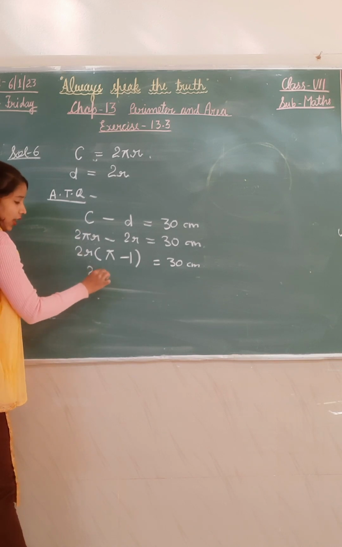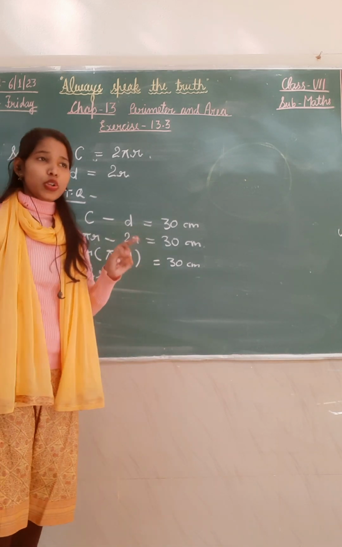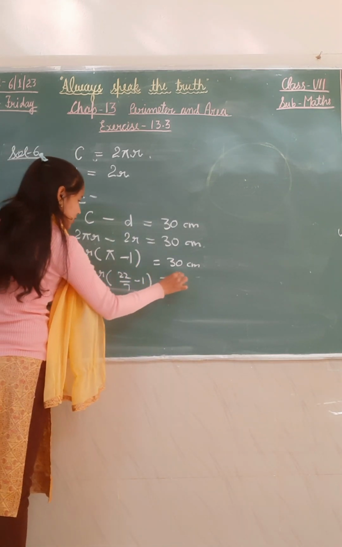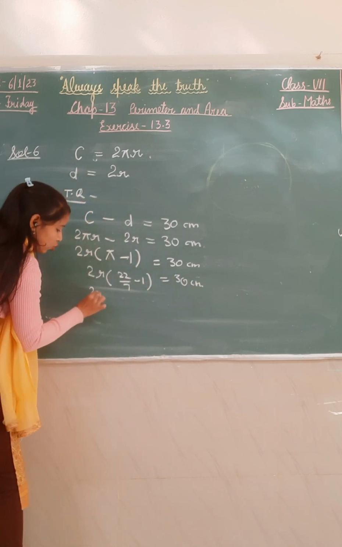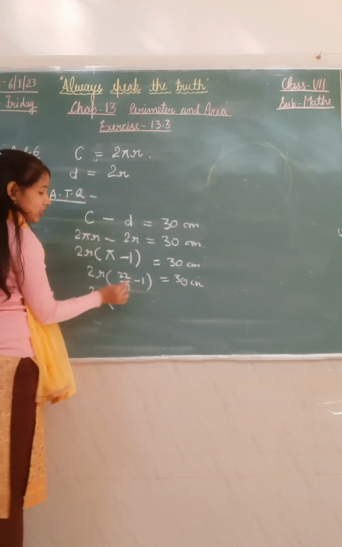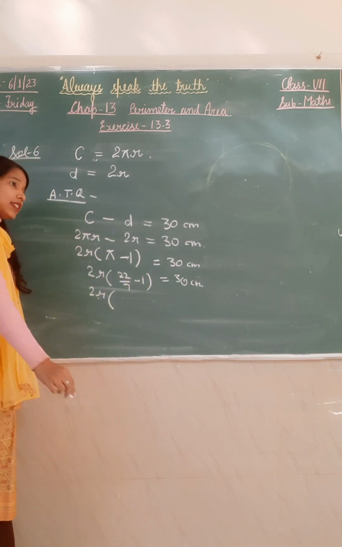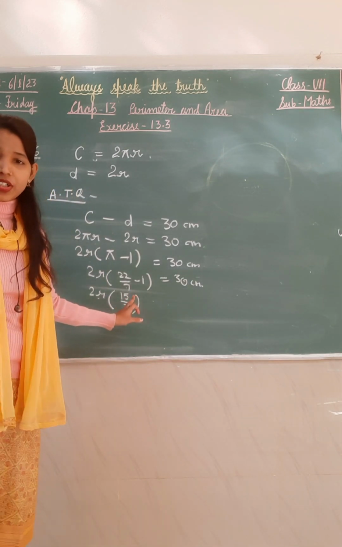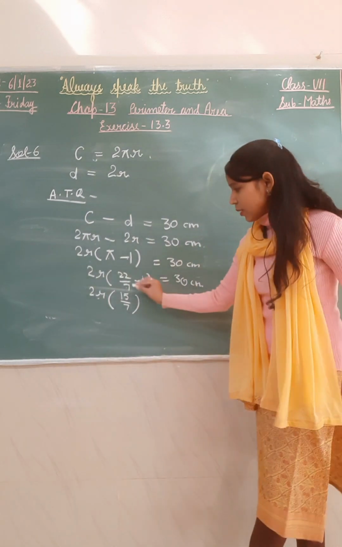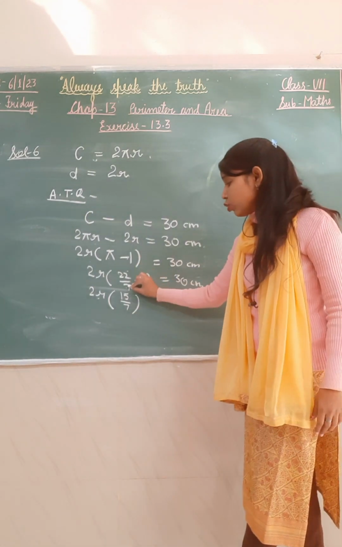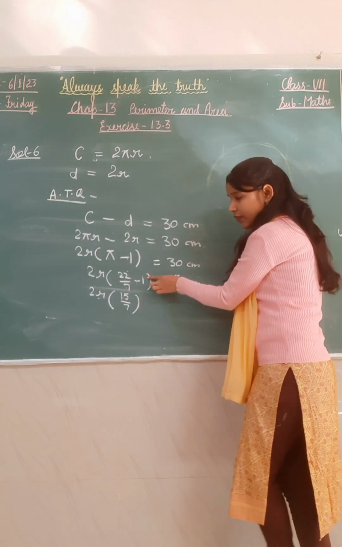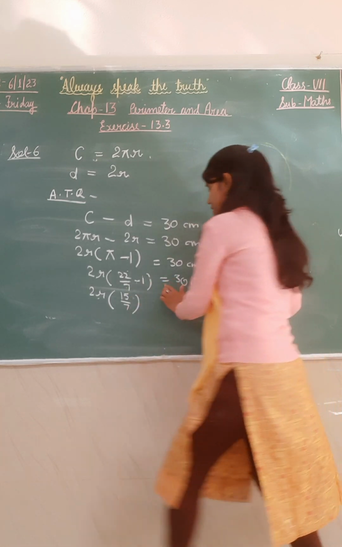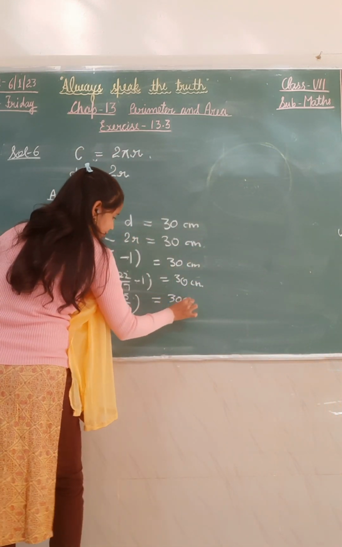Now put the value of pi. Pi is equal to 22 by 7. So we will write here 2r into 22 by 7 minus 1 is 30 centimeter. So how much will this be? 22 by 7 minus 1 means 7 ones are 7, so 22 minus 7 is 15 by 7. Everybody knows now how to subtract fractions. So it will be 2r times 15 upon 7 equal to 30 centimeter.